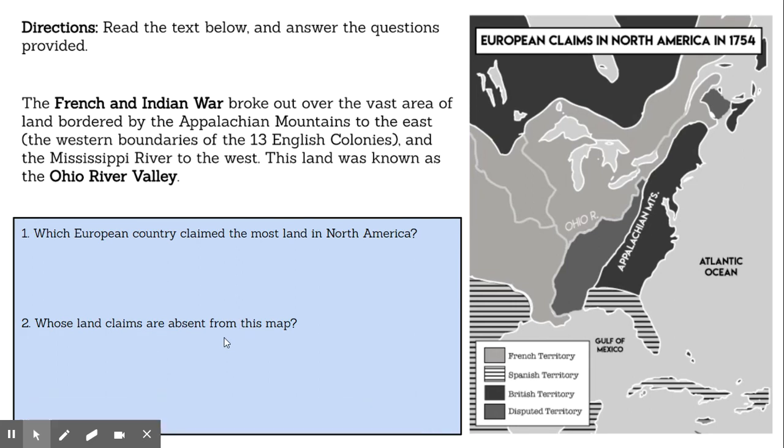And then who's absent from this land? So think about who's conquering, who has come over to conquer, basically, or place claim on North America. Who are we missing from this list? So we have the French, the Spanish, and the British. Look back in your notes and see.